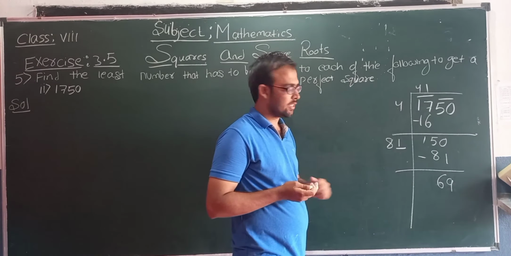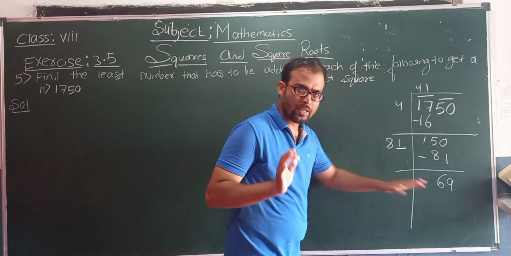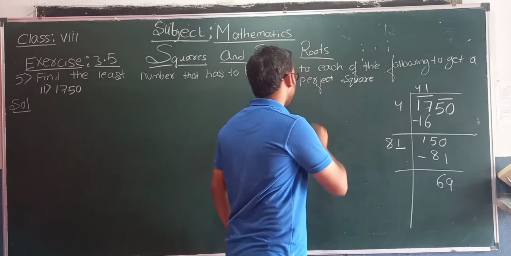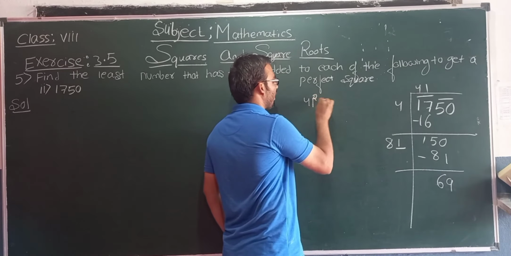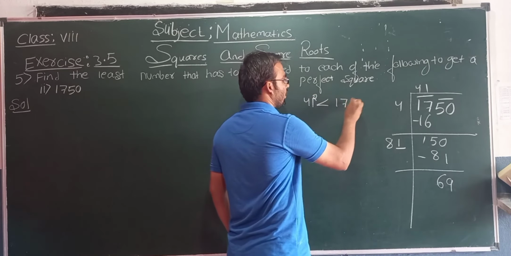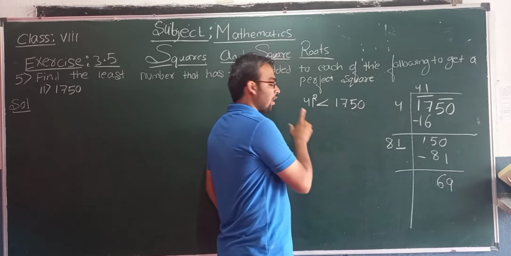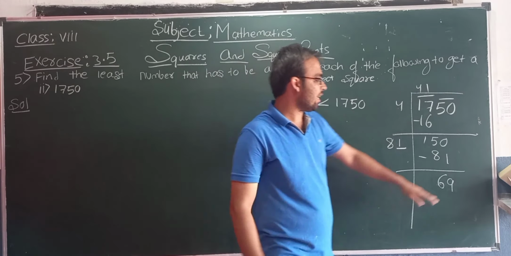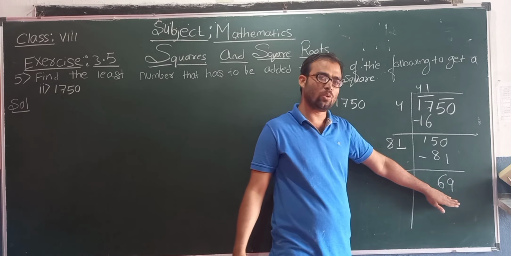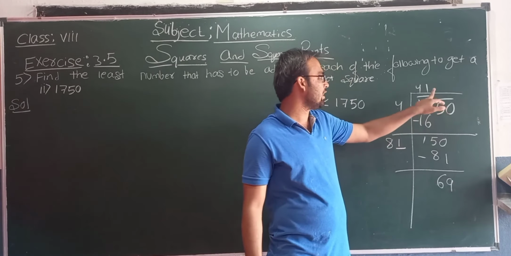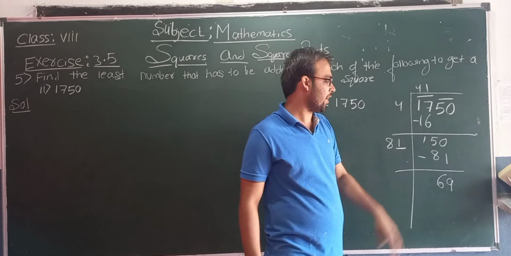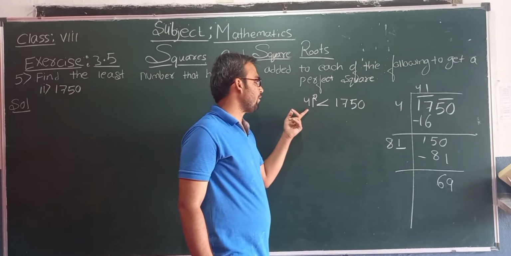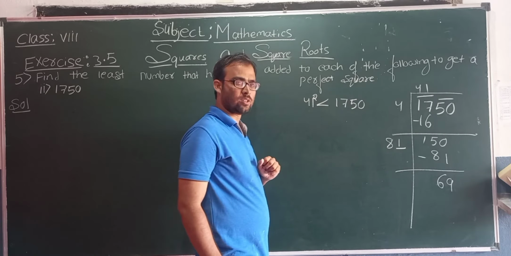It means what, students? Here we have not got the remainder as 0. It means that this number, that is 41 square, is lesser than 1750. How did we come to know that 41 square is lesser than this number? Because here we have not got the remainder as 0. If you have got the remainder as 0, then this would be a perfect square. Okay. So here, as we have got a remainder, it means that 41 square is lesser than 1750.